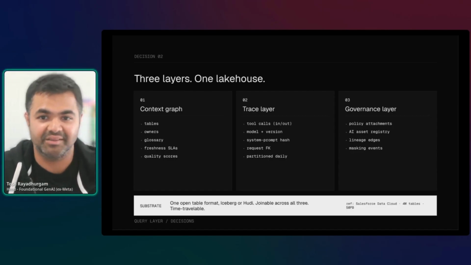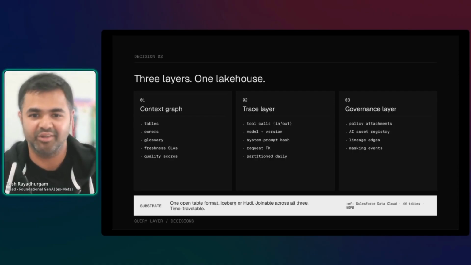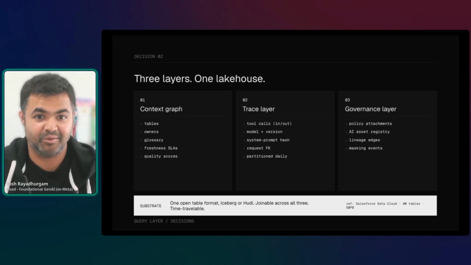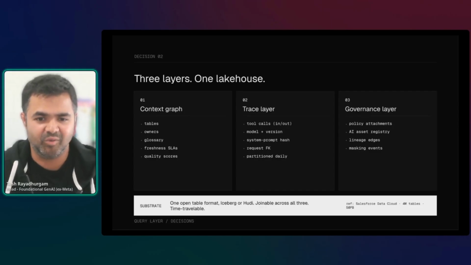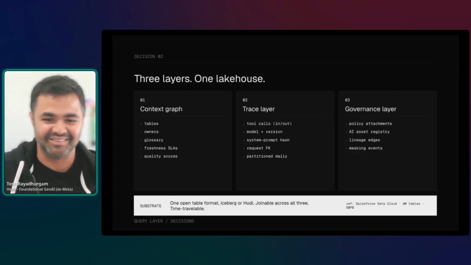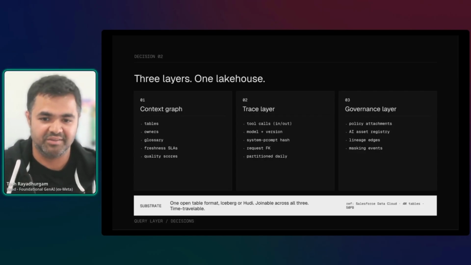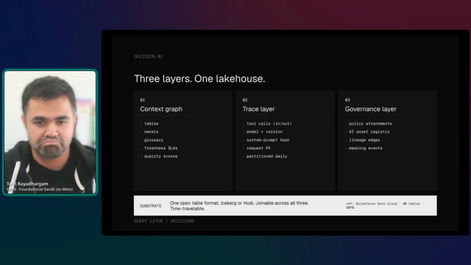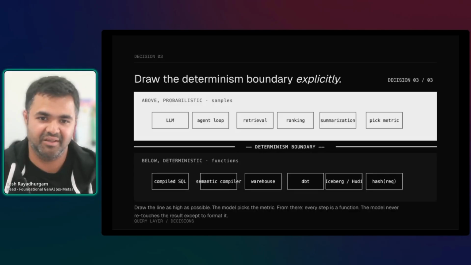So the pattern is a metadata lakehouse, right? You can have an open table format, Iceberg or Hudi. It doesn't matter for the argument. Three layers on the same storage. The question I always get is why a lakehouse and why not a graph database, because this looks graph shaped, right? And the answer is the shape of your workload. Because agents at any meaningful scale produce hundreds of millions of metadata events per day.